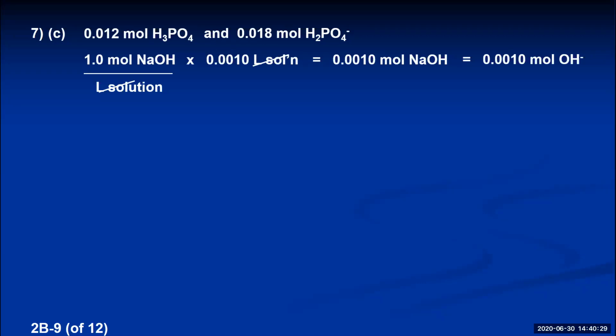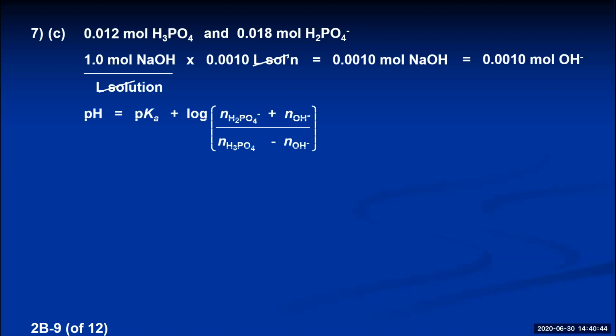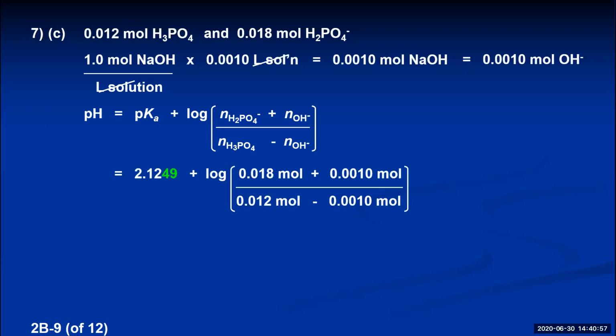One of the components now is a strong component, in this case a strong base, so we have to use the amended form of the Henderson-Hasselbalch equation. And because bases react with acids, the moles of hydroxide will be subtracted from the acid part of the logarithmic term, which is the denominator. So my moles of H3PO4, we subtract moles of hydroxide. The moles of H2PO4-, we add moles of hydroxide. So the denominator 0.012 minus 0.001, the numerator 0.018 plus 0.001, and we calculate the pH.